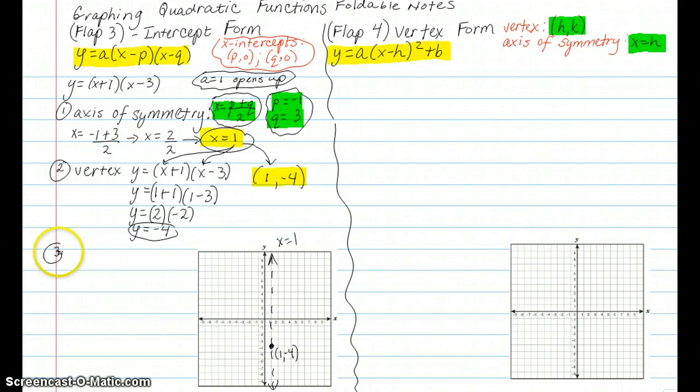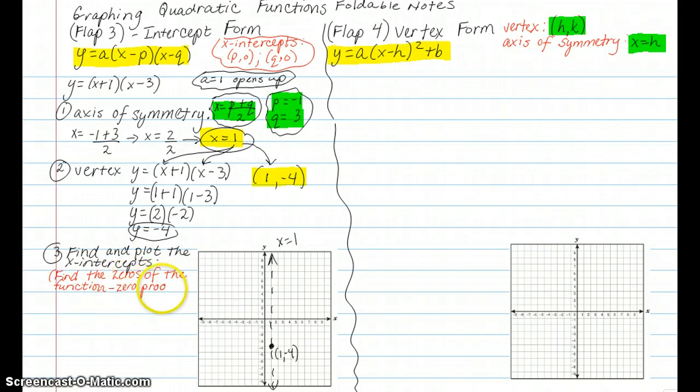Step 3 is to find and plot the x-intercepts. Now there's a couple of ways to do this, and I'll talk about how you could have done it, but I think finding the zeros of the function is a little bit easier, and that means finding where the x-intercepts lie on the x-axis. So I think find the zeros of the function. You use the zero product property.